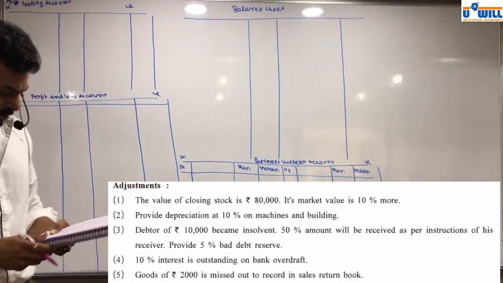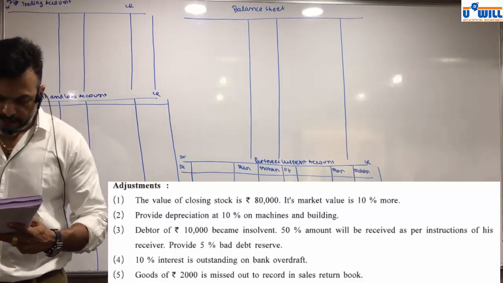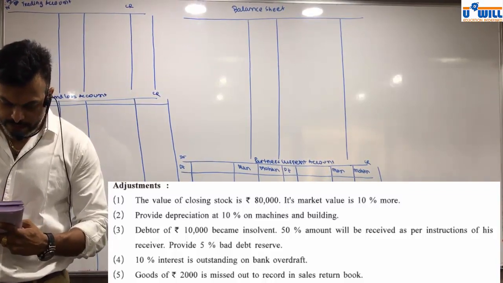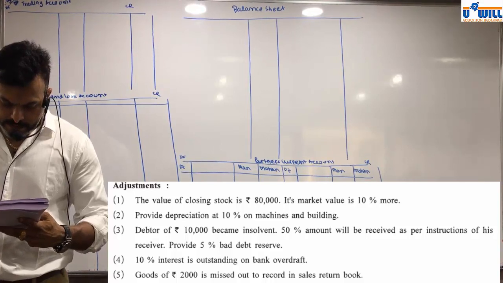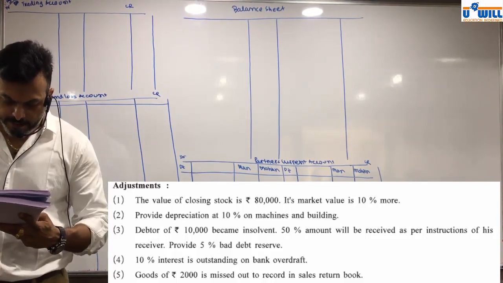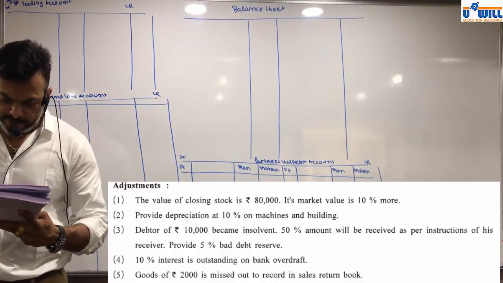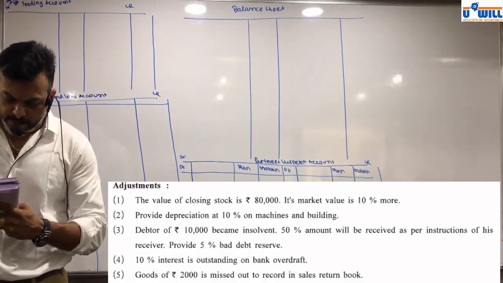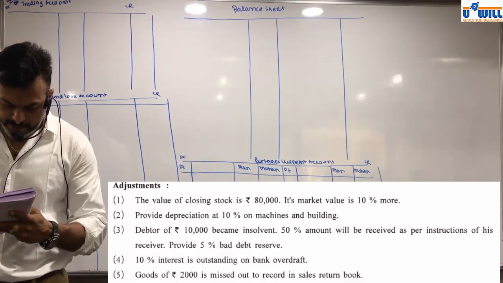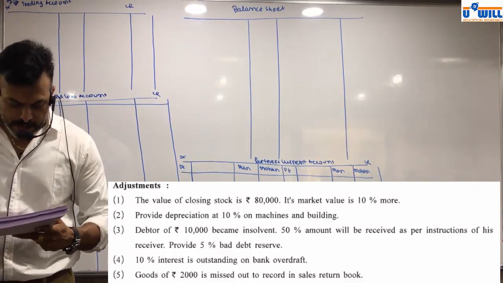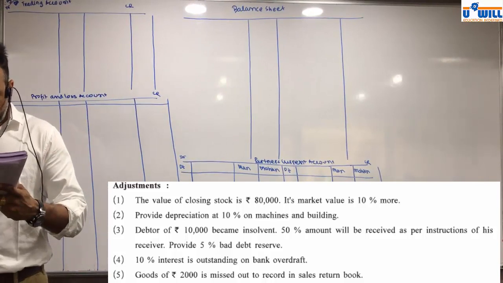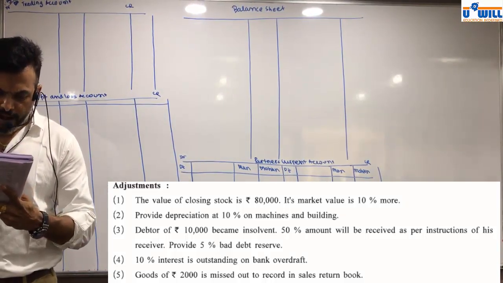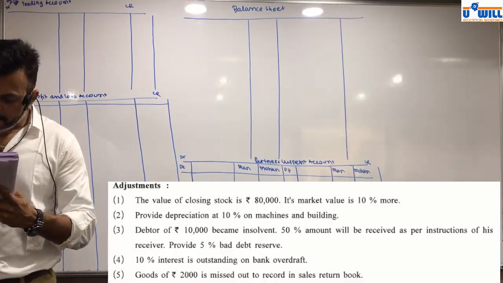Mark the adjustments. Provide depreciation 10% on machines and building. So tick machine, tick building. Debtors of 10,000 became insolvent and 50% will be received as per instructions. Provide 5% bad debt reserve. Tick customers. Extremely important adjustment, mark adjustment 3 as important. New concept: 10% interest is outstanding on bank overdraft. So bank overdraft, cash and bank.